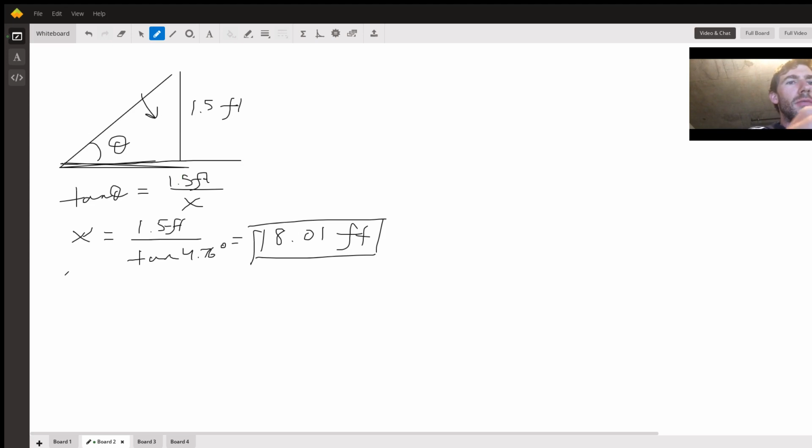Tan theta is equal to 1.5 feet over x, which is opposite over adjacent. And then you just bring x to the other side and divide by tan, and you get x equals 1.5 feet divided by tan of 4.76 degrees, and you'll get 18.01 feet will be the shortest distance on the horizontal axis.